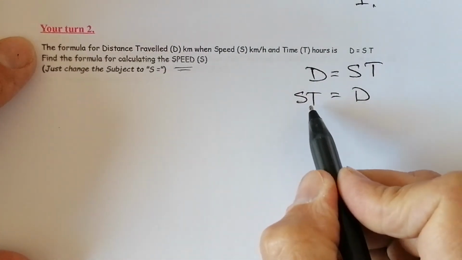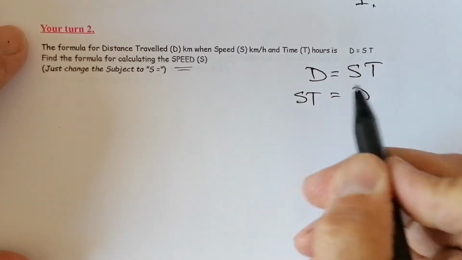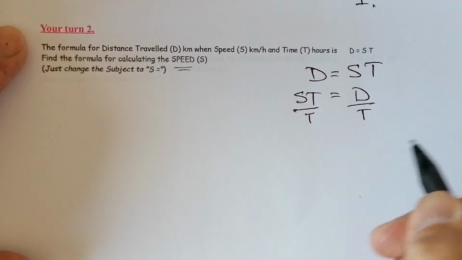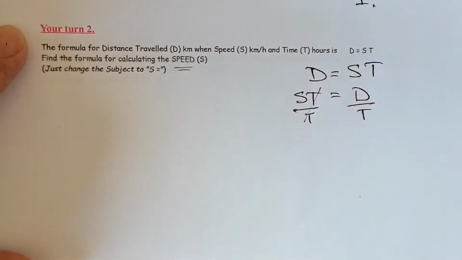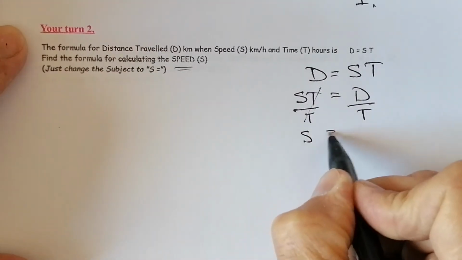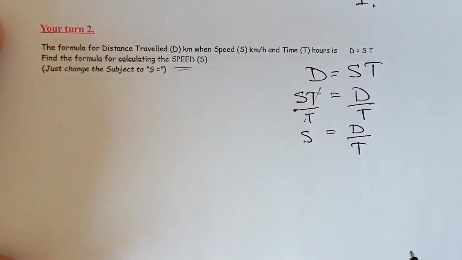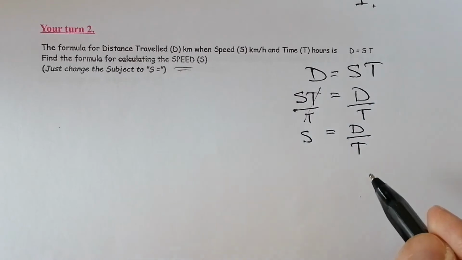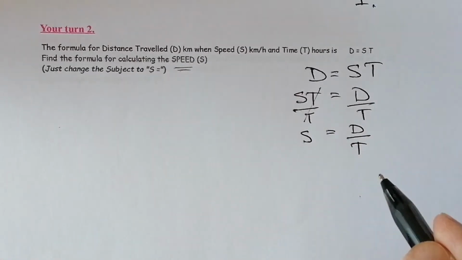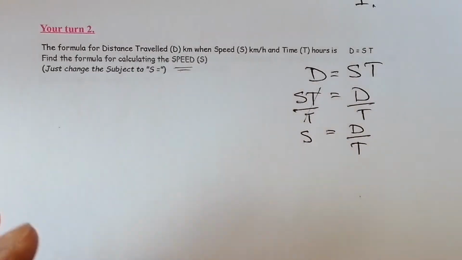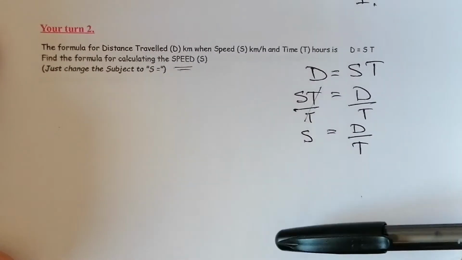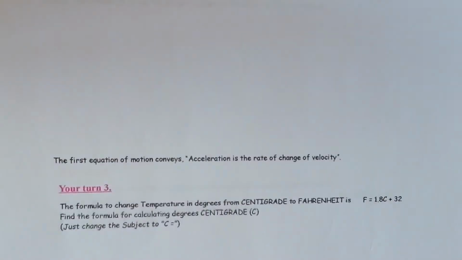Right, so I want s on this side on its own, speed. So what I'll do is I'll divide by t on the left, and I must do the same to the right. So what I can do is I'll be eliminating these. So s is equal to d over t. Okay, so speed is equal to the distance divided by time, and that's the way I'll be able to calculate the speed. Now I know you've done a triangle and worked out a triangle for that, but this way here we've just changed the subject of the formula around and worked out a formula for speed. Right, let's move on quickly.